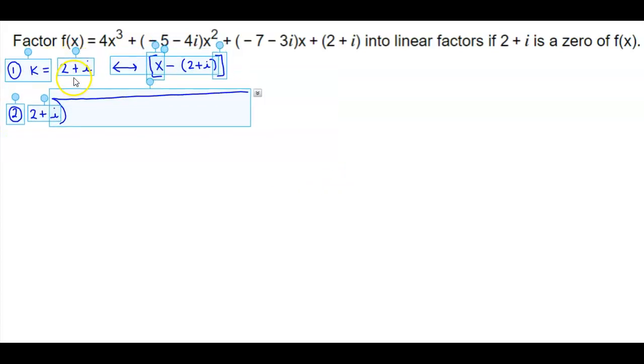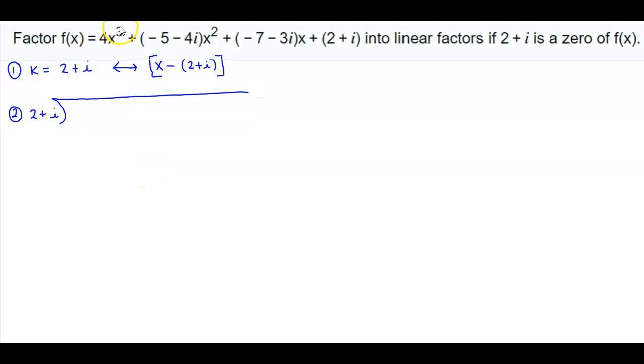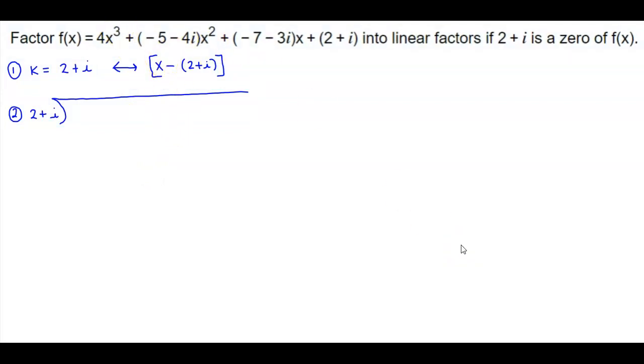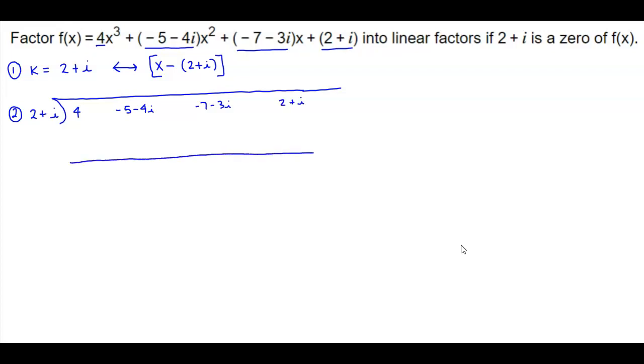Okay, so what we're going to do now is look at the coefficients of each term. The first coefficient is 4. The next coefficient is negative 5 minus 4i. The next coefficient is negative 7 minus 3i. And the last coefficient is 2 plus i. So the first thing we're going to do is bring down the 4, and then we need to multiply 4 times 2 plus i.